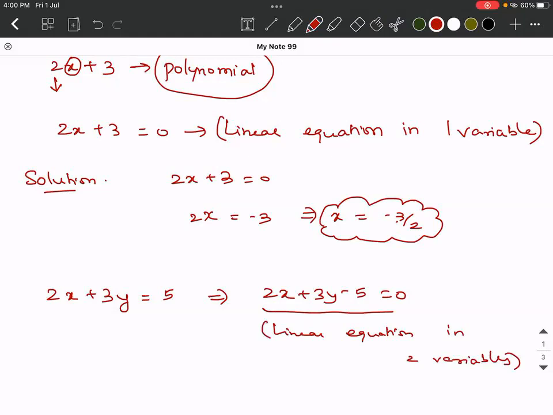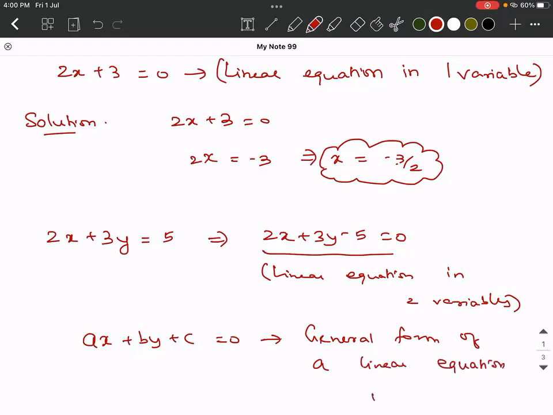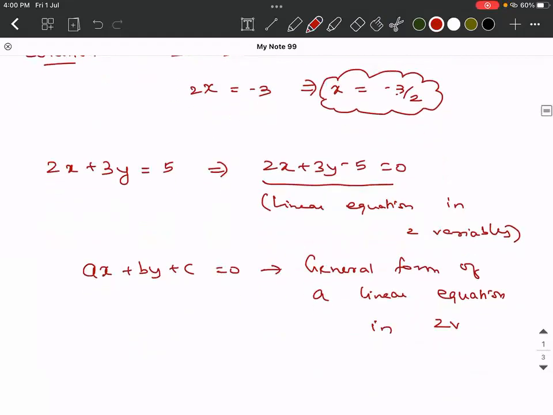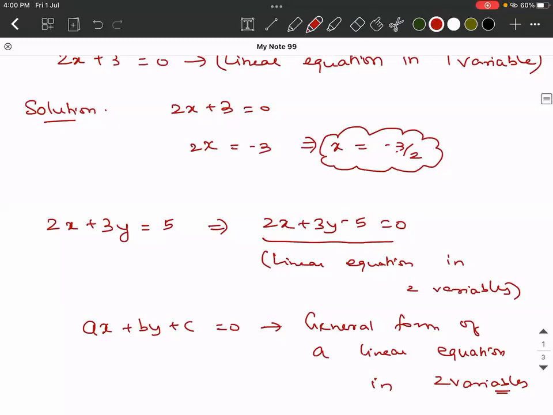So having said this, if I need to express something in the general form for a linear equation in two variables, how will I write it? So can I call this the general form of a linear equation in how many variables? In two variables. Now the question is, when I asked you the question of 2x plus 3 is equal to 0, you told me there is a solution which is x is equal to minus 3 by 2. Okay, accepted.